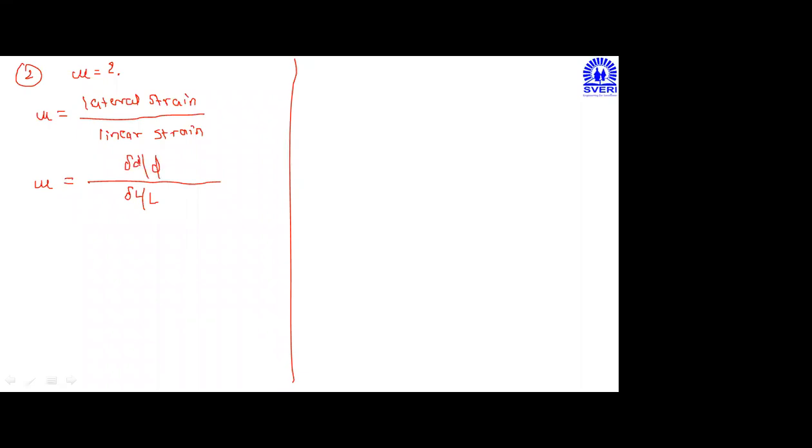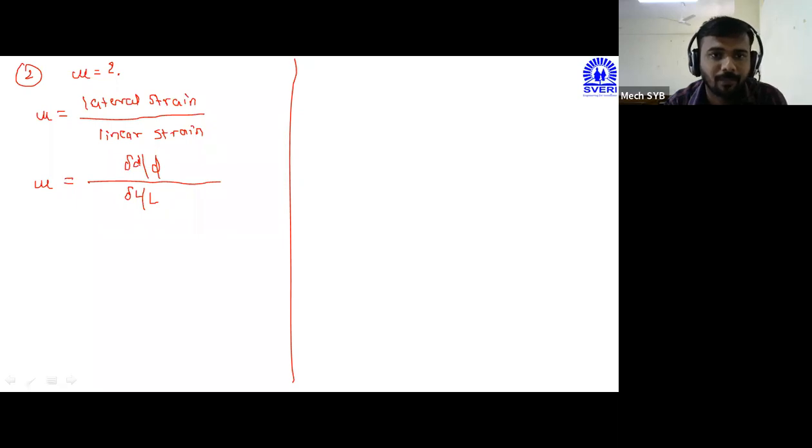This formula or this understanding is very, very important. Delta D upon D divided by delta L upon L, how did this come? And why did we take delta D for lateral strain and delta L for linear strain? That understanding is very, very important.